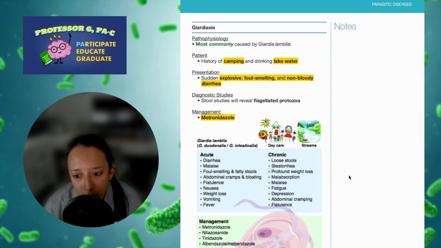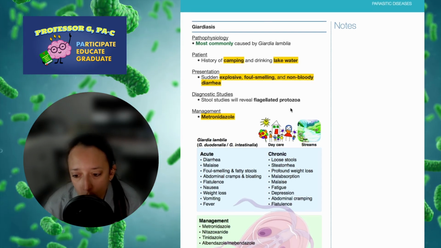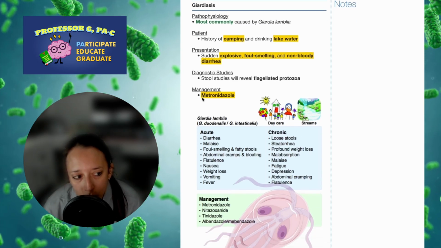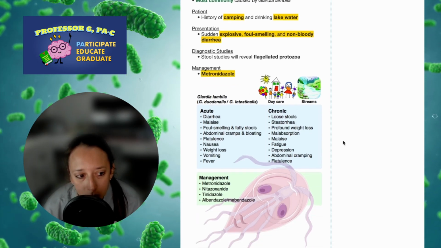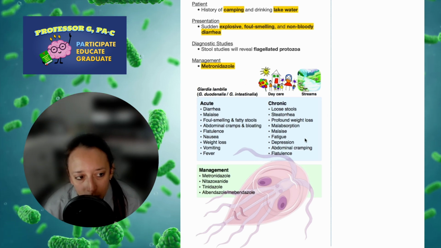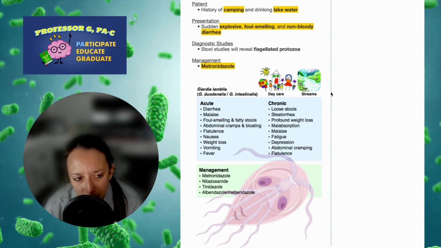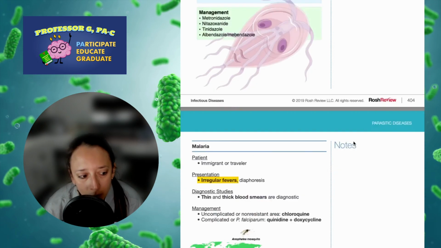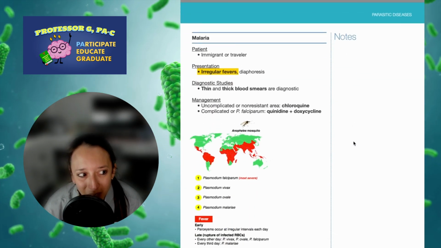The stool exam is going to show flagellated protozoa, so they're swimming around, or you can have a positive antigen test. And we want to treat with metronidazole or Flagyl. So think about that when you're looking at those vignettes. It can also be passed through daycare, but I often see it more in the streams or camping. Okay. And it stinks really, really bad, by the way.